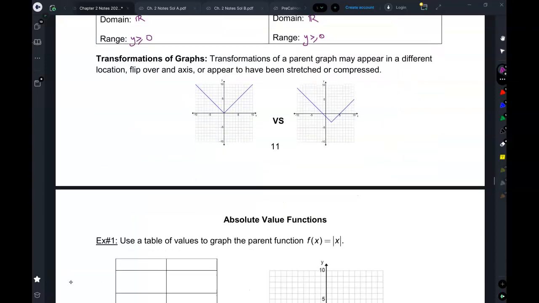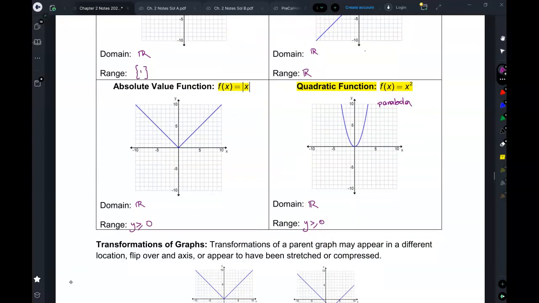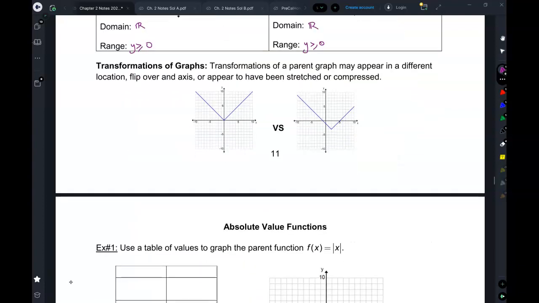Okay? All right. Transformations of graphs. Now you can take each of those graphs and you can move them horizontally, vertically. You can flip them. You can make them wider, narrower. All of that comes with differences in the way the function looks. So look at this one. This versus this. This is the graph of the parent function. This is the graph of an absolute value function with a transformation.